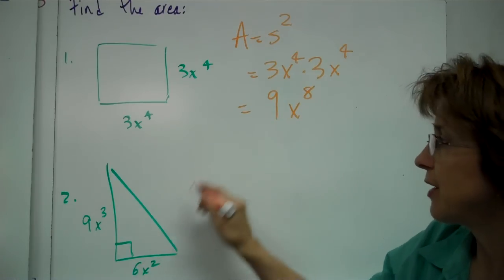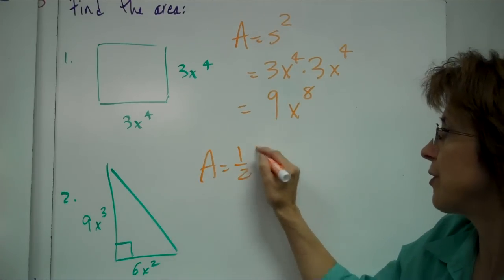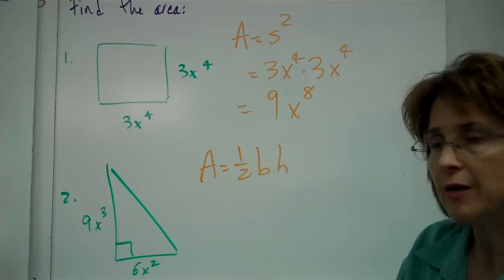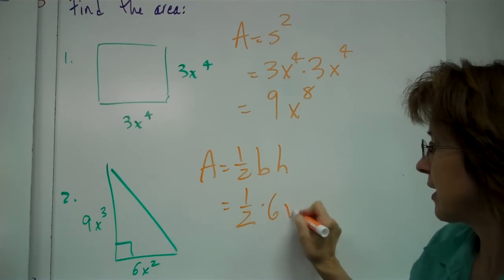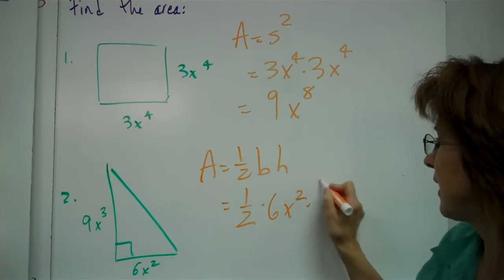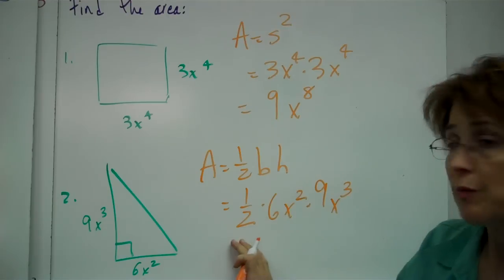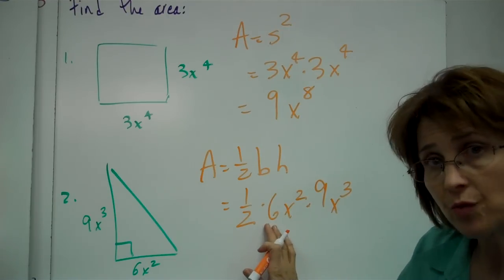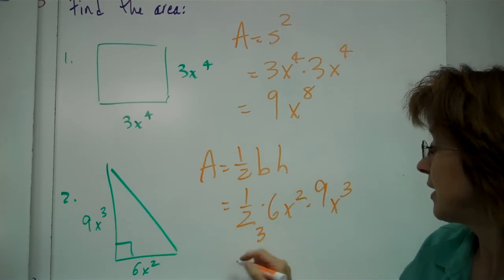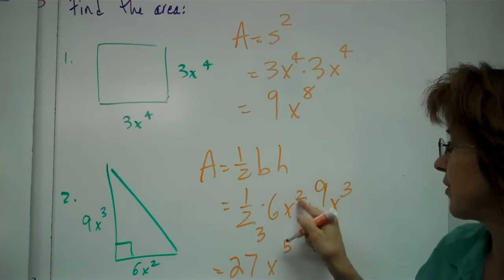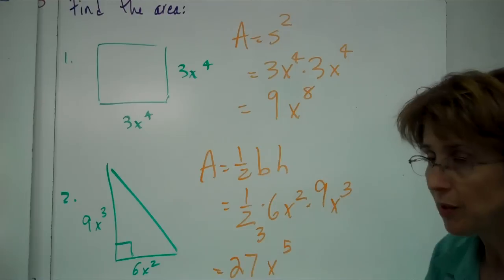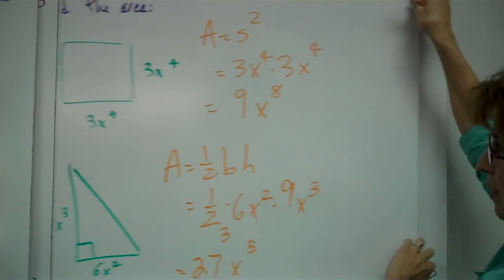Okay, now here you have a triangle. Remember, the area of a triangle is 1/2 the base of the triangle times the height of the triangle. So I have 1/2 times the base. The base is 6x squared, and the height is 9x cubed. Okay, so I have to multiply my coefficients. Half of 6 is 3, and 3 times 9 is 27. So it's 27 and x to the 5th, because 2 plus 3 is 5. Don't multiply the exponents. Be careful.